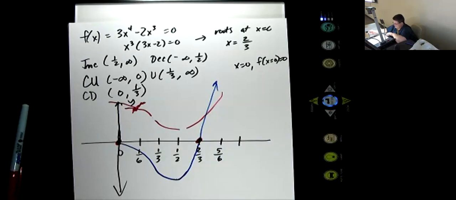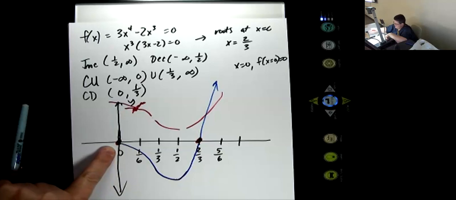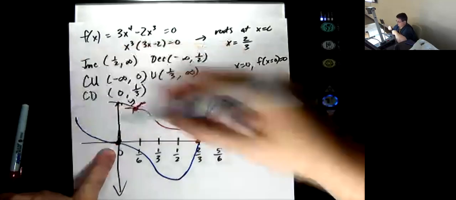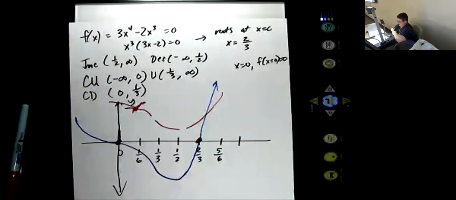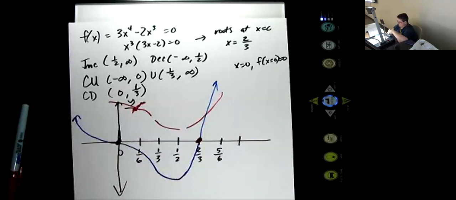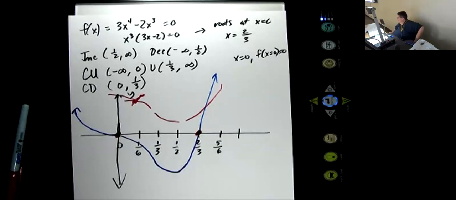And to the left of 0, it is concave up but decreasing. So it's like that. Now, without having the y values to see where some of this happens, we can get a sketch of what's going on with the graph just by looking at increasing and decreasing slopes and concavity.